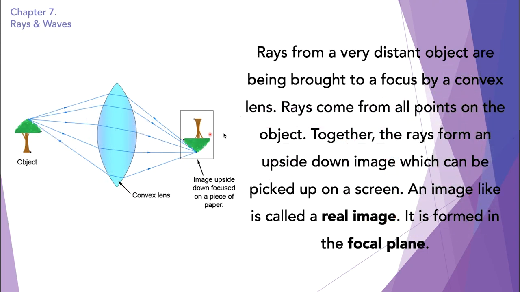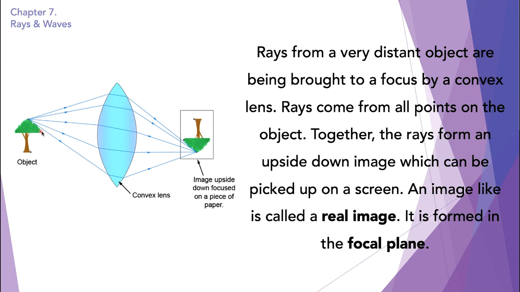I hope you have understood this here and how a convex lens forms a real image. So the rays have been shown coming from one point of the tree here, and that is the point which is being formed over here as well. It's just the difference is that it's upside down.